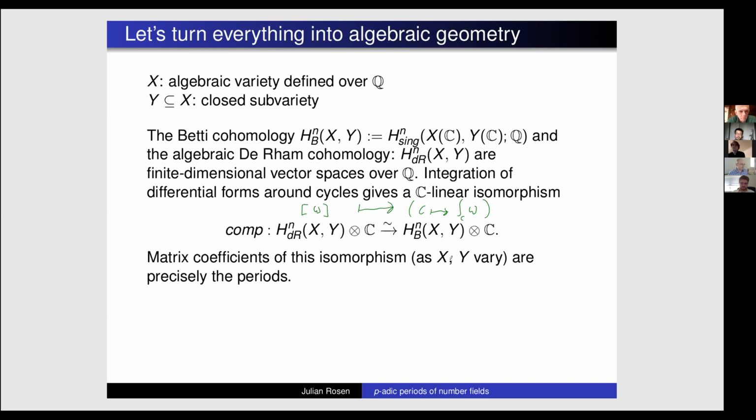Okay, and I said matrix coefficients of this map. This is a finite dimensional vector space, and this is a finite dimensional vector space. If you pick a basis, you can write this comparison map as a matrix with entries in the complex numbers. And the matrix entries really are integrals of algebraic differential forms over algebraic cycles. So the matrix entries are a fancy way to talk about periods in the previous sense: integrals of algebraic things over algebraically defined sets.